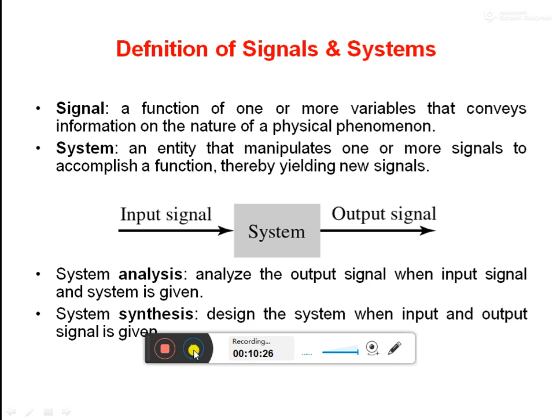Initially, let's discuss what a signal is and what a system is, and why it is important. Simply, as the name indicates, a signal is a function of one or more variables that conveys information on the nature of a physical phenomenon. Technically speaking, a signal is anything which conveys information. For example, an ECG signal generated from a heart gives information about the working condition of the heart.